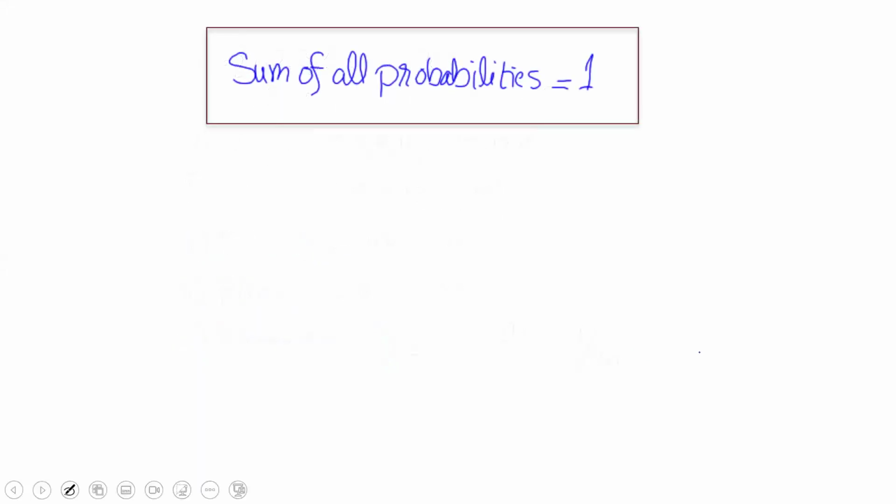Now, our next concept: sum of all probabilities is equal to 1. Sum of all probabilities is equal to 1. So copy this famous rule. Under one title, under one heading, all the outcomes will be summed to 1. Yes, sir, I wrote it.